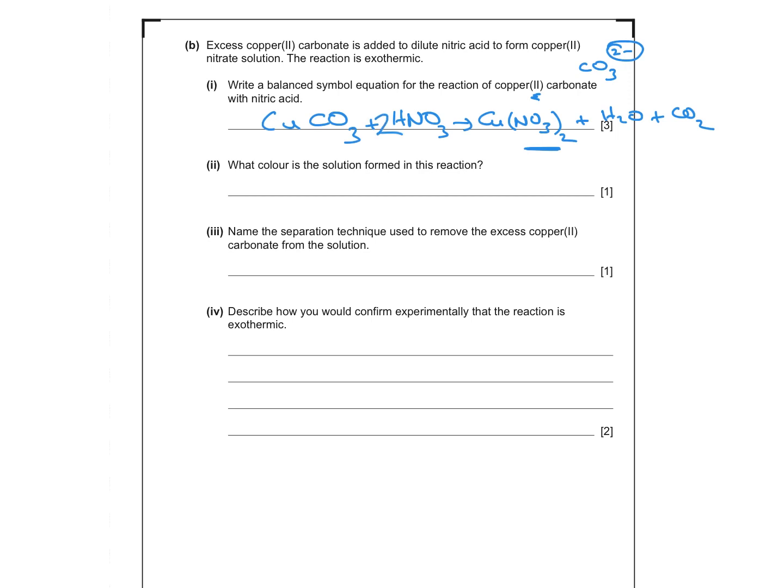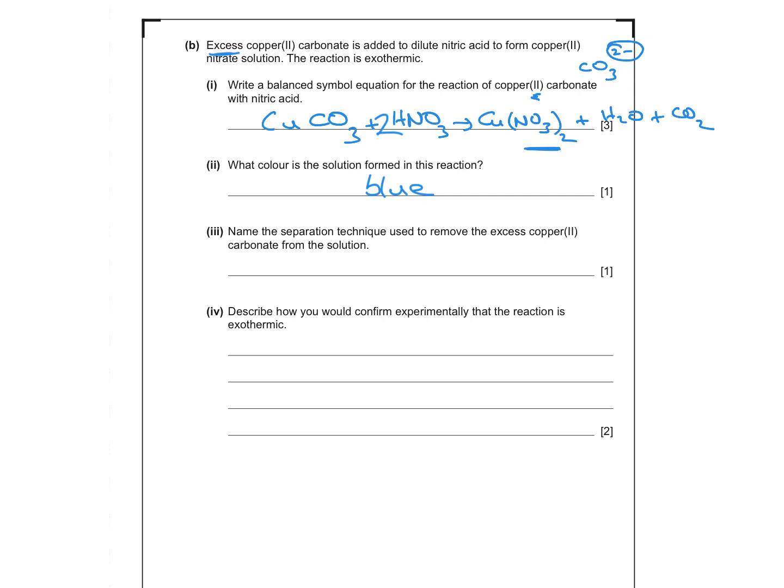Part 2, the colour of copper 2 nitrate is blue. Copper solutions are usually blue. The separation technique then used to separate excess copper 2 carbonate from the solution. When the copper 2 carbonate is added to nitric acid, you'll see fizzing and the carbonate will disappear. But if you add excess copper 2 carbonate, which we're told in the question, some copper 2 carbonate will remain unreacted and it'll just sink to the bottom of the container.